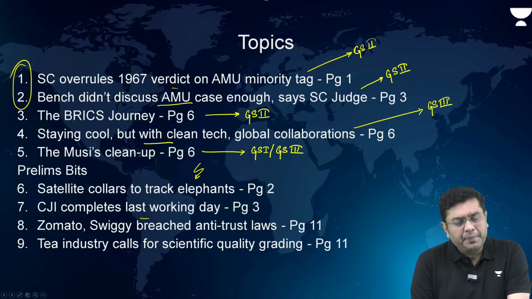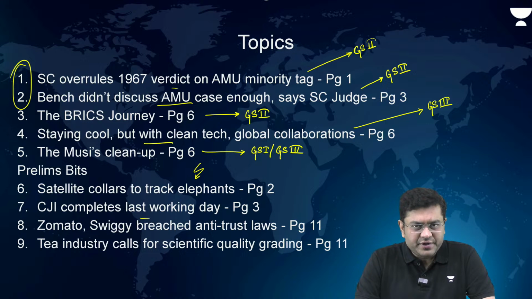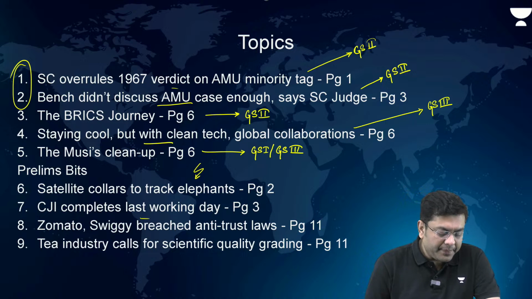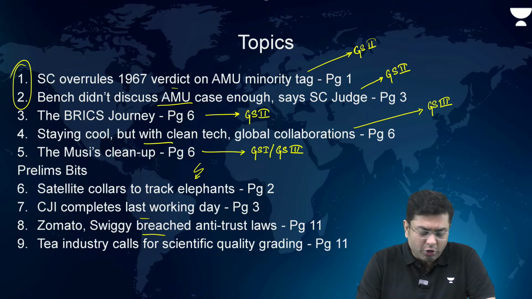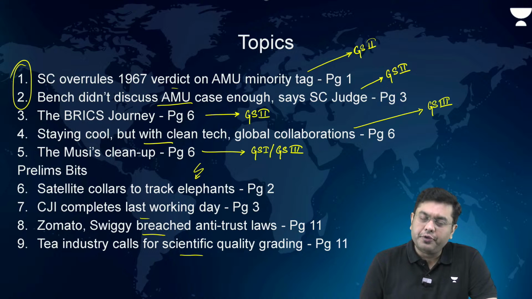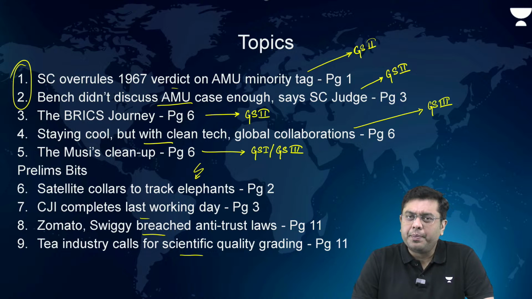Then CJI completes the last working day, set to retire, and the new Chief Justice is going to be sworn in. Zomato, Swiggy have been found to be breaching antitrust laws, and tea industry calls for scientific quality grading. What will be the impact of that? These are the topics that we are going to have a discussion for today.